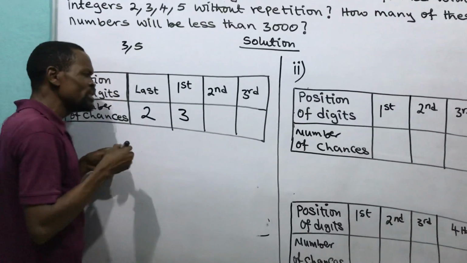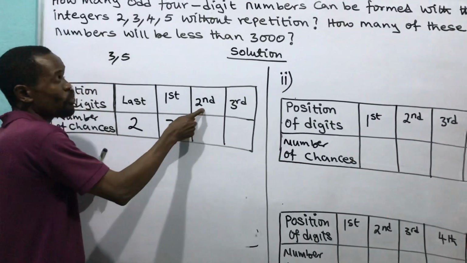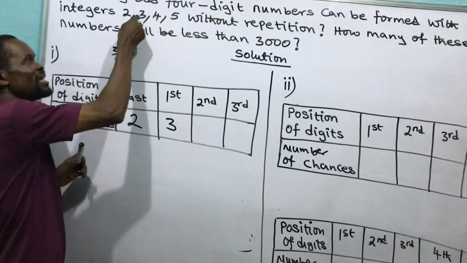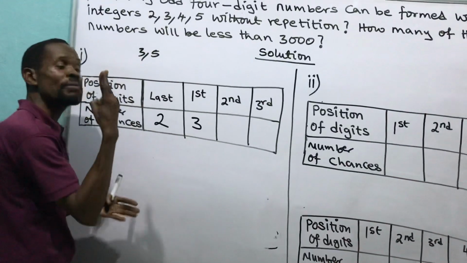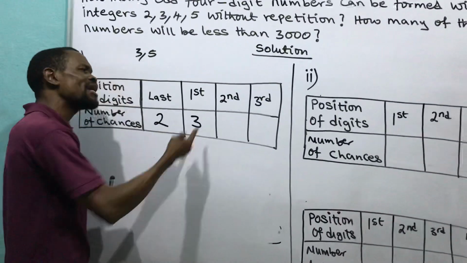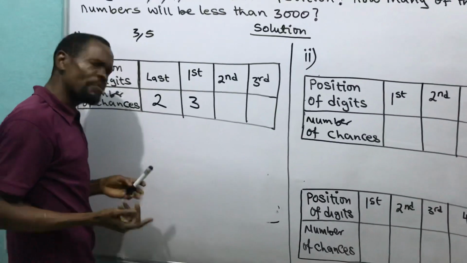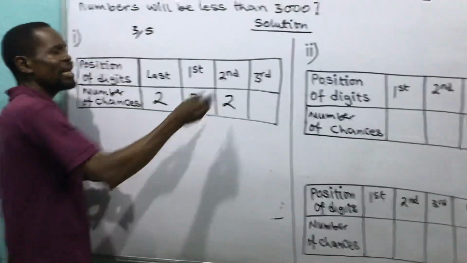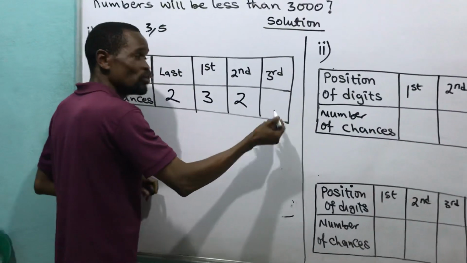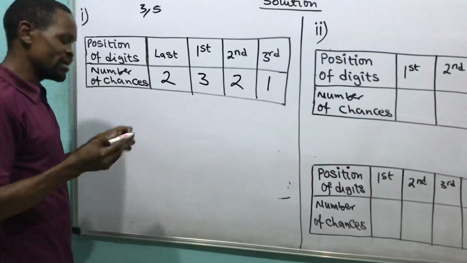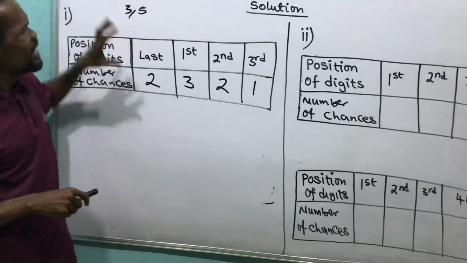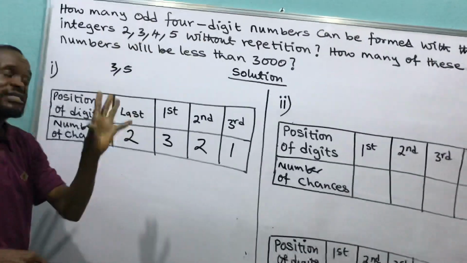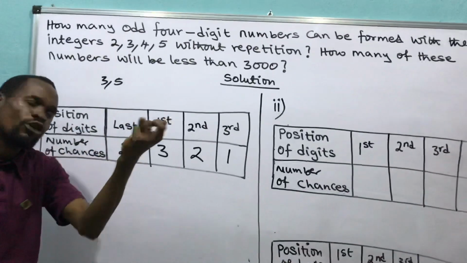Then in how many ways will the second digit be occupied? After the first digit has been selected, one person has been selected out of these 3 people, so what will remain is 2. So in how many ways can the second digit be taken? 2 ways. Then in how many ways will the third digit be selected? 1 way. Let me repeat it again. They say I should form the odd number from what? 4 digits. That means that odd number must contain 4 digits.